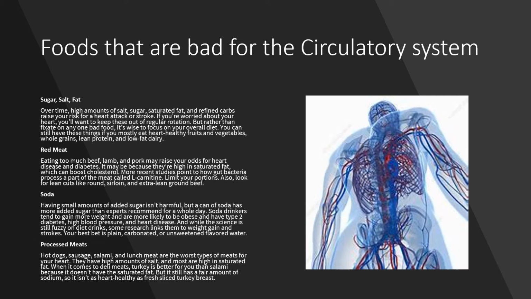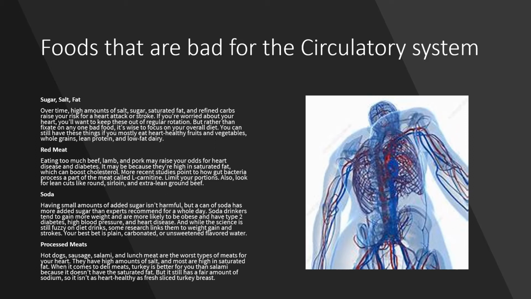Red meat. Eating too much beef, lamb, and pork may raise your odds for heart disease and diabetes. It may be because they're high in saturated fat, which can boost cholesterol. More recent studies point to how gut bacteria process a part of the meat called L-carnitine. Limit your portions. Also look for lean cuts like round, sirloin, and extra lean ground beef.